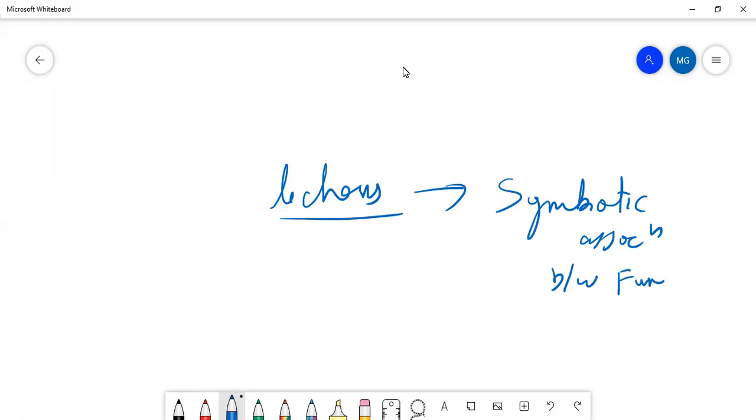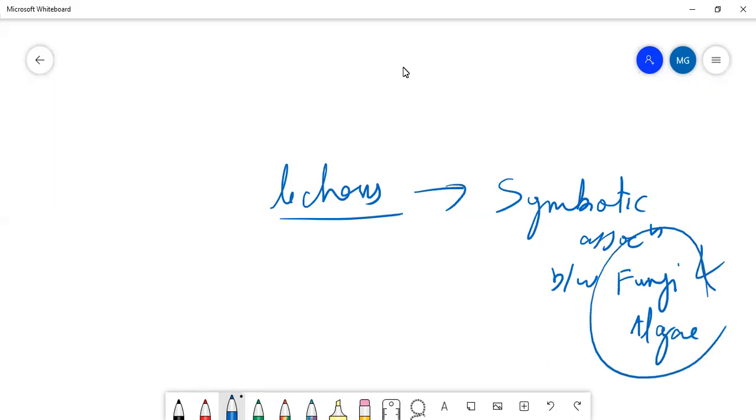Let me ask a question once. Sometimes simple questions can puzzle you. So what is a lichen? It is a symbiotic association not between fungi and bryophytes. It is a symbiotic association between fungi and algae. This is what is a lichen.